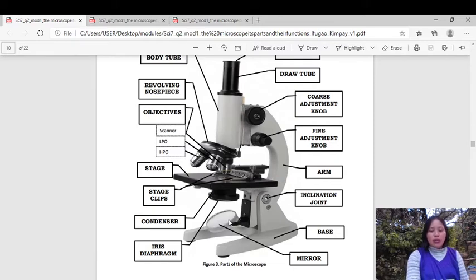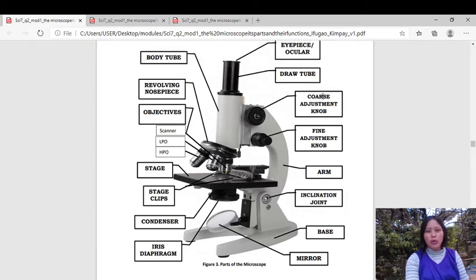Now, the illuminating parts include the mirror, iris or the diaphragm, and the condenser. The other parts form the mechanical parts such as the draw tube, coarse adjustment knob, fine adjustment knob, the arm, the inclination joint, base, stage clip, the stage, the revolving nose piece, and the body tube.